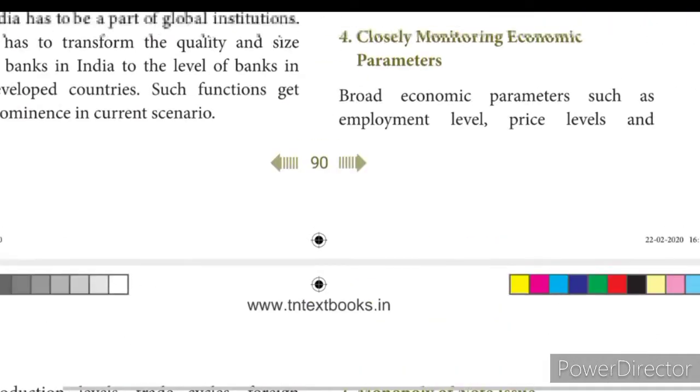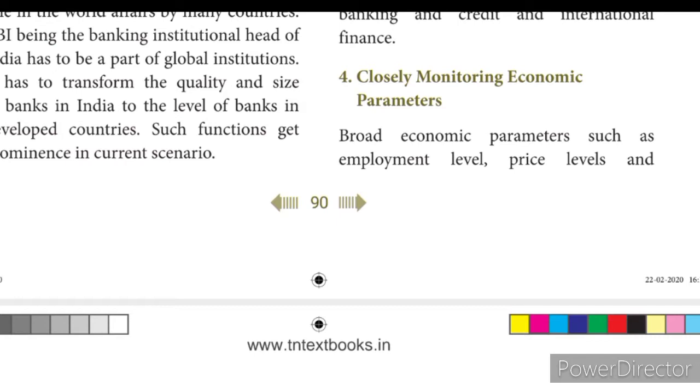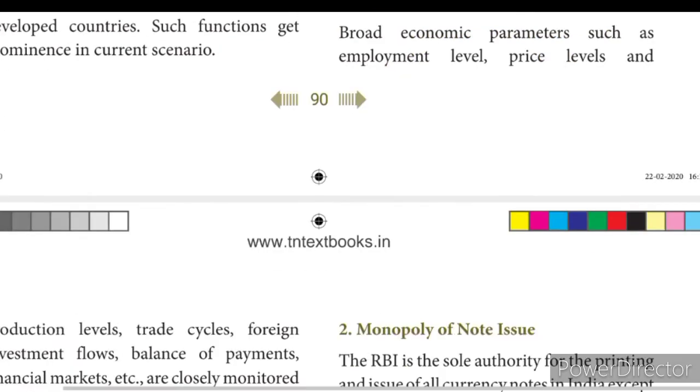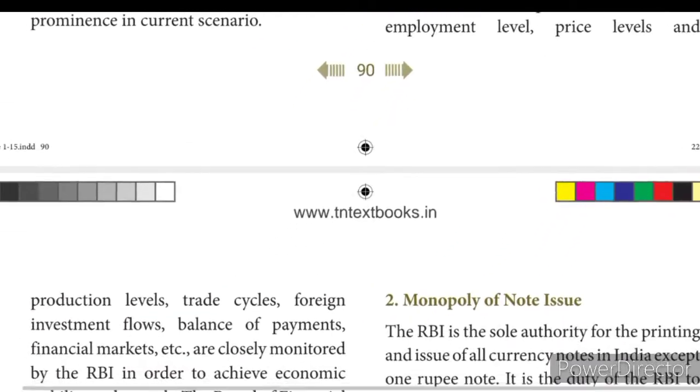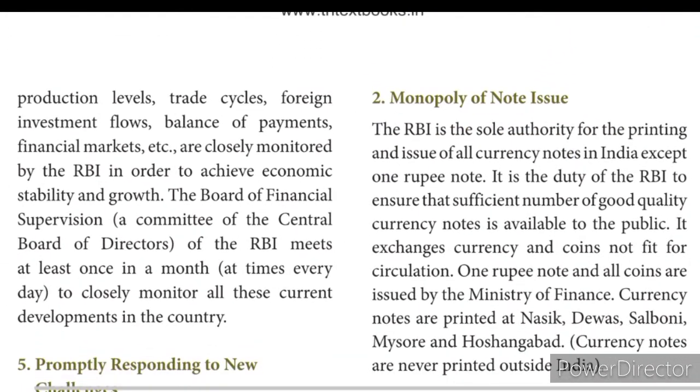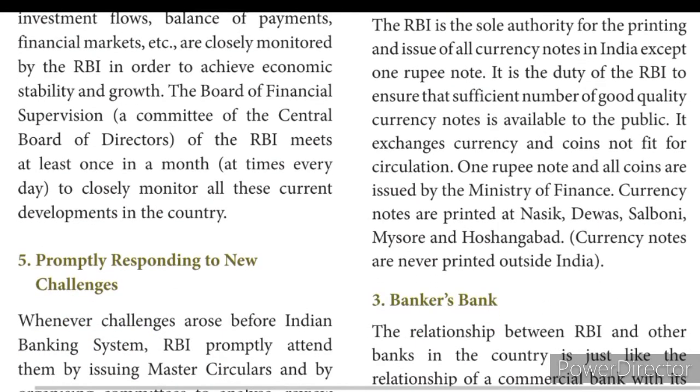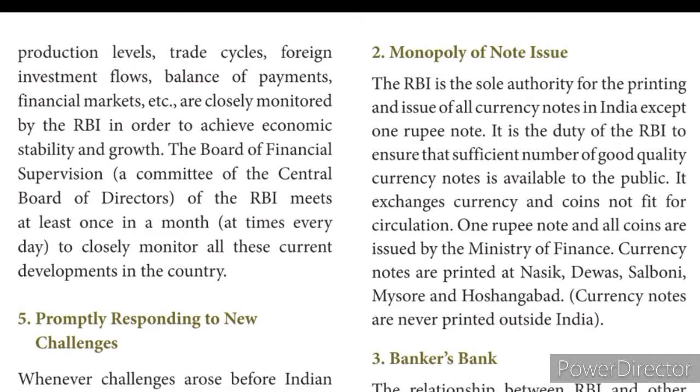When you want to make some changes in the economy, the most essential thing you need is money. For that, everything is monitored by RBI only. They check the production level, the trade cycle, foreign investment flows, and the balance of payments. All this is done only by RBI. That is the point given here: these are closely monitored by the RBI in order to achieve economic stability and growth.